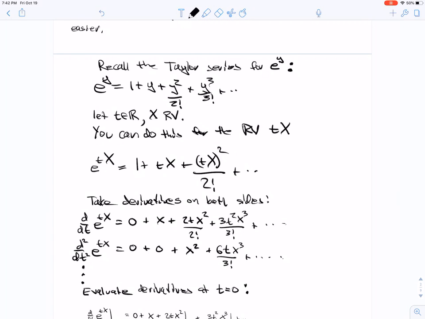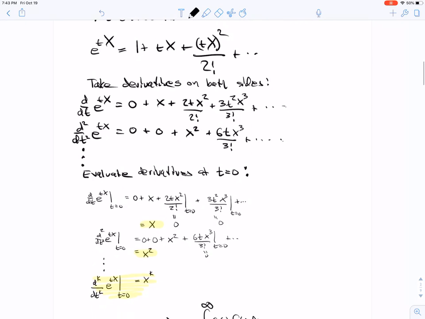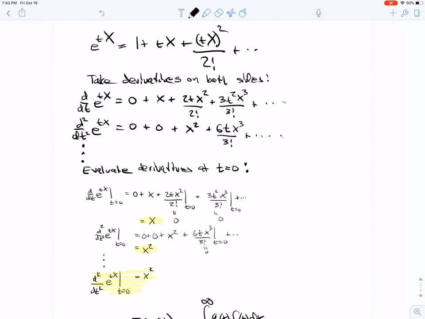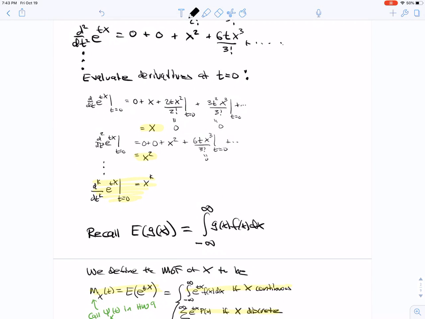So let's begin with a review of the Taylor series of an exponential. And in fact, for t a real number and X a random variable, you can also do the Taylor series for e to the tX, and you can take derivatives on both sides and evaluate these derivatives at 0, and you'll see that the kth derivative of e to the tX evaluated at t = 0 is just X to the k. Now, that should motivate how we should define a moment generating function.